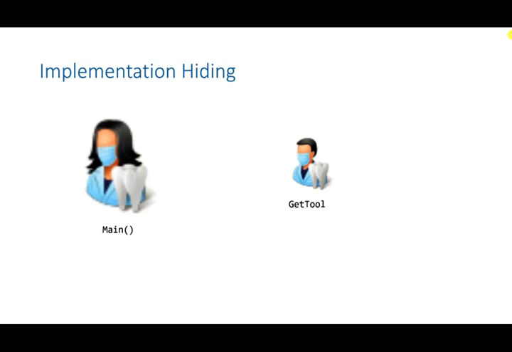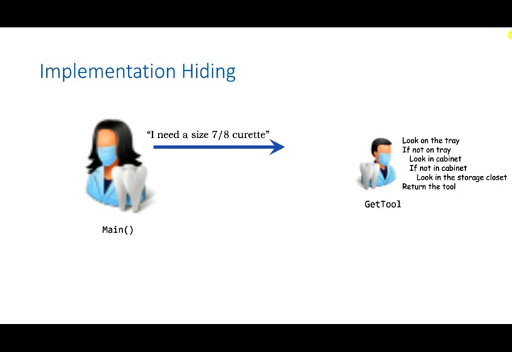So if we go back to the dental office, here's what that might look like. You have a main method, represented here by the dentist, and the dentist needs a tool. So she'll turn to the assistant and say, I need a very specific tool. So at that point, she doesn't need to watch the assistant do what the assistant is doing. The assistant will just do it. Maybe they look at the tray. If it's on the tray, they hand it back. If it's not on the tray, they look around for it. So they have to scrounge around a bit maybe. But then eventually they return the tool.